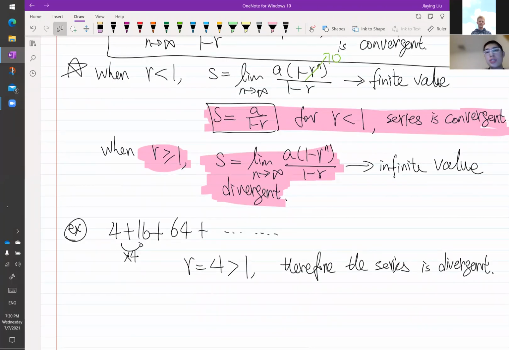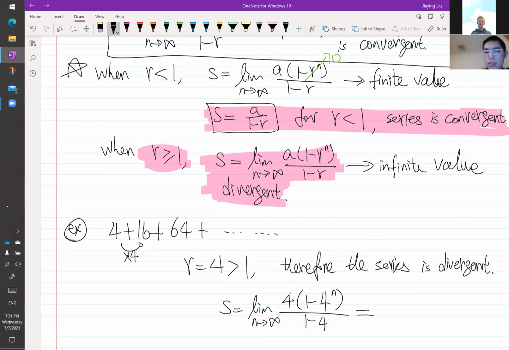And if we want to know what the sum is, it's just going to go to infinity, because if we write down the formula, s equals limit as n goes to infinity, a is 4, the first element is 4, r is also 4, over 1 minus 4. So if you take the limit here, this is going to approach infinity, because 4 to the n goes to infinity and the denominator is negative, numerator is also negative, so you get infinity.